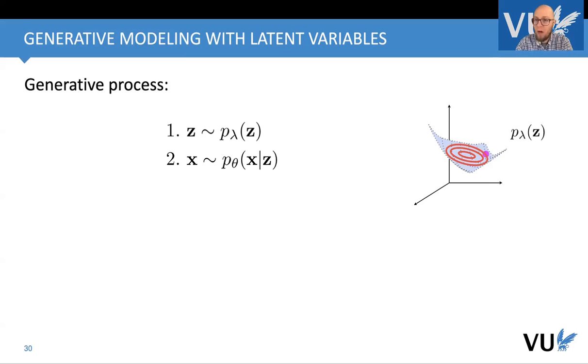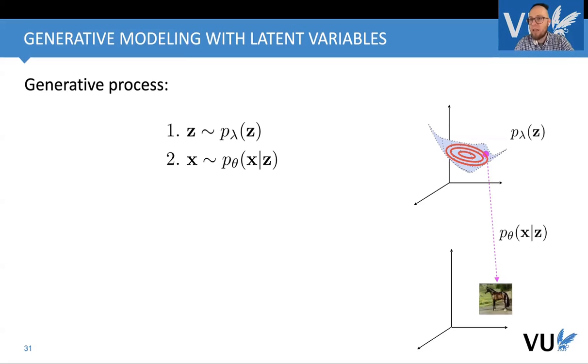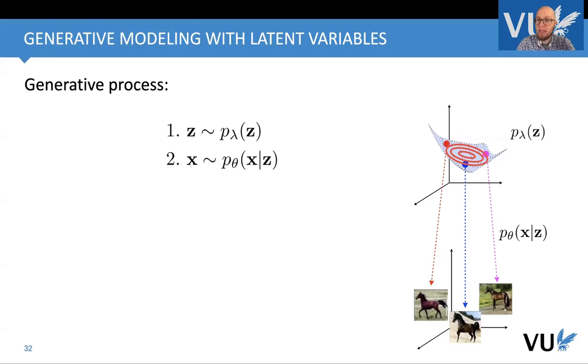So we take one point, and then we decode it back to the high dimensional space, so to pixel space. And we generate a horse, for instance. Then we take another point, we decode it, we generate a new image, and we take another point and we generate, and so on. So I hope that now you get this idea. You see what the generative process is in latent variable models.